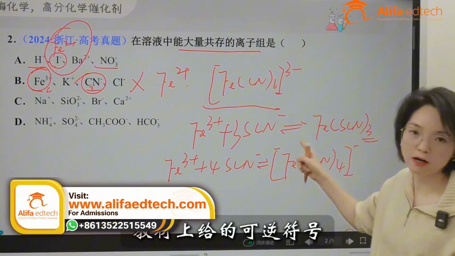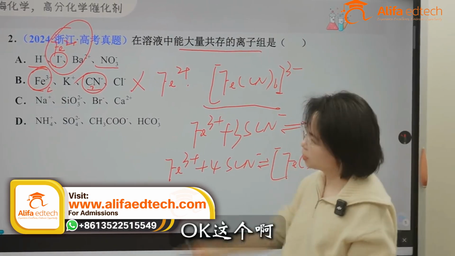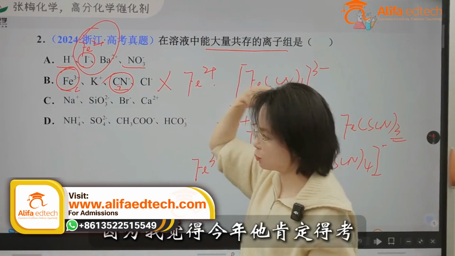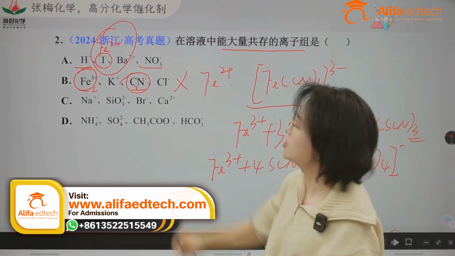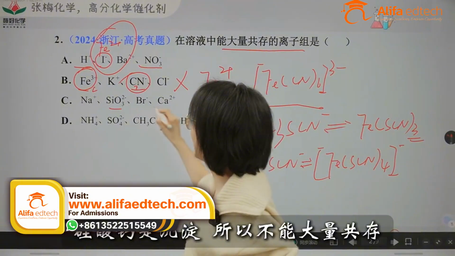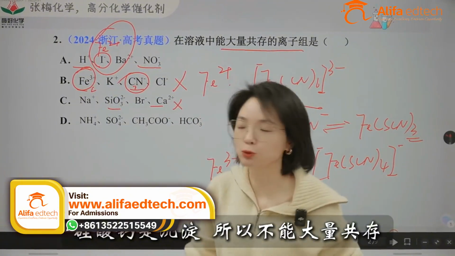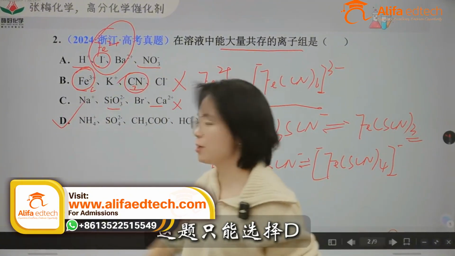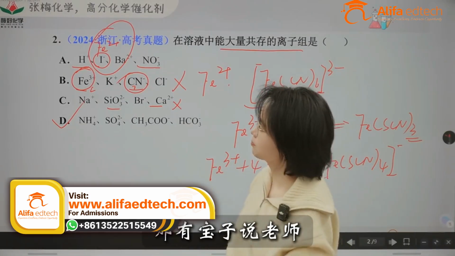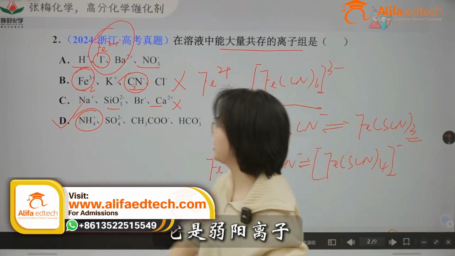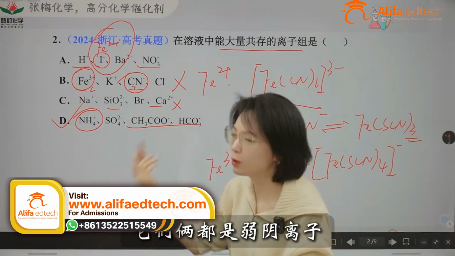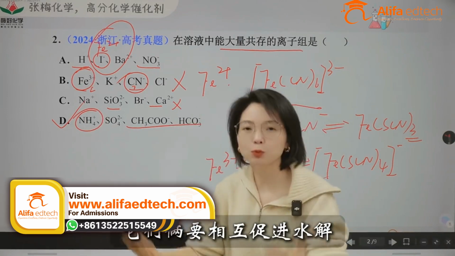Next one, calcium silicate precipitates, so it can't coexist in large quantities. This question allows multiple choices, I said. Teacher, it's a weak cation and both are weak anions. They promote hydrolysis with each other, so they can't coexist in large quantities. Well, students, our course repeatedly emphasizes that for complete double hydrolysis to occur, they can't coexist in large quantities.